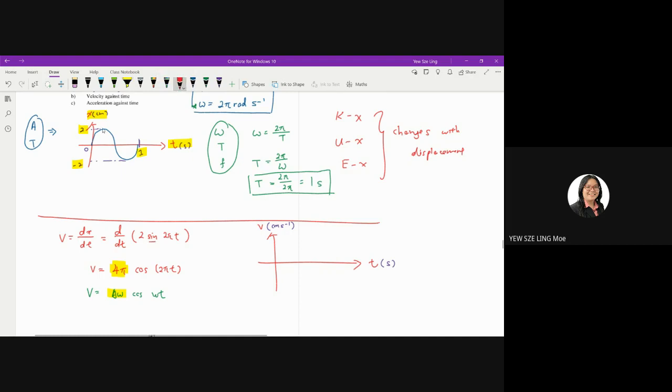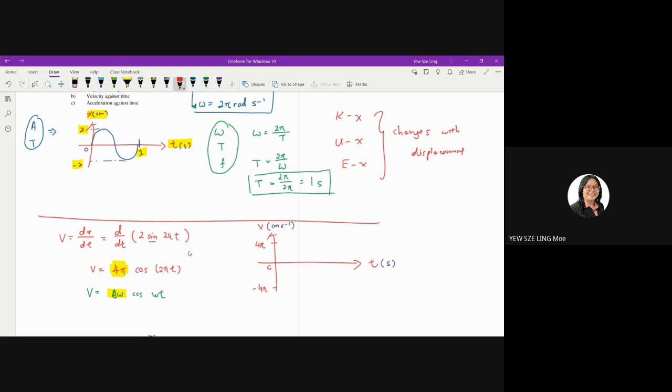Just now we put A on the y-axis because that represents maximum displacement. A is for displacement. Now our y-axis is velocity, so you cannot use A anymore. Instead, you use A omega. So A omega is 4 pi. We have a graph where the maximum value is 4 pi. Your maximum velocity is 4 pi, and then the minimum, negative value would be -4 pi.